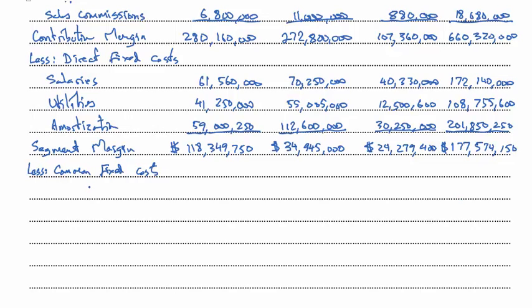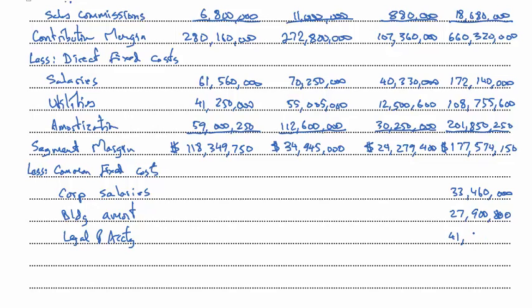So, common fixed costs, we've got corporate salaries, building amortization, and legal and accounting. Okay. So, corporate salaries, $33,460,000. Amortization, $27,900,800, and legal and accounting, $41,380,640. Oh, there's another category in here too. Not sure what that is, but that is $11,347,060.